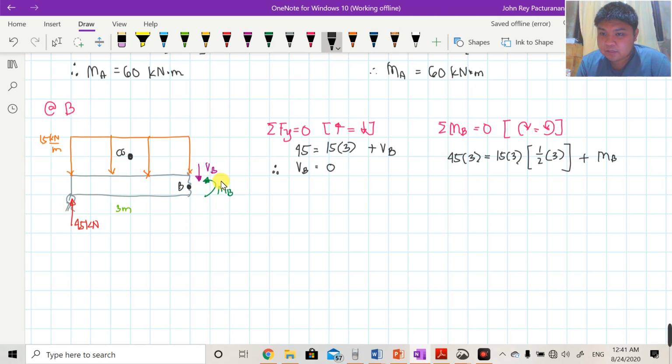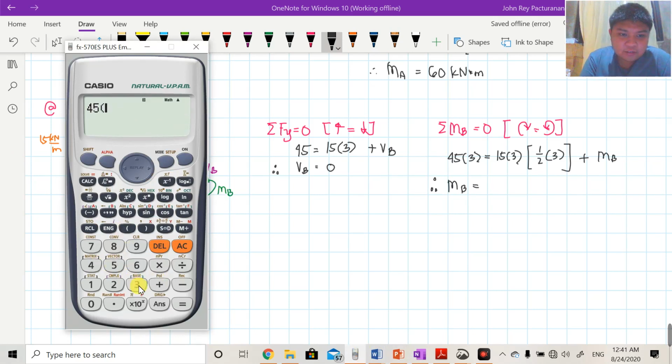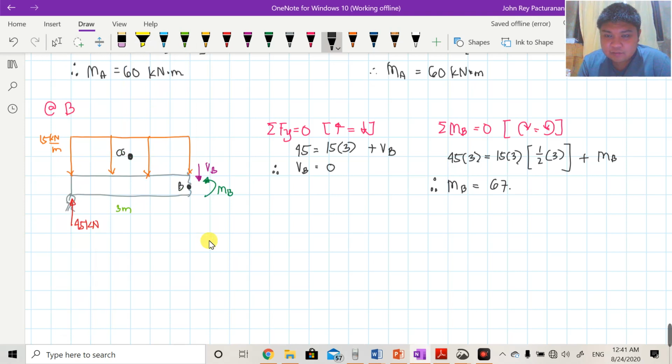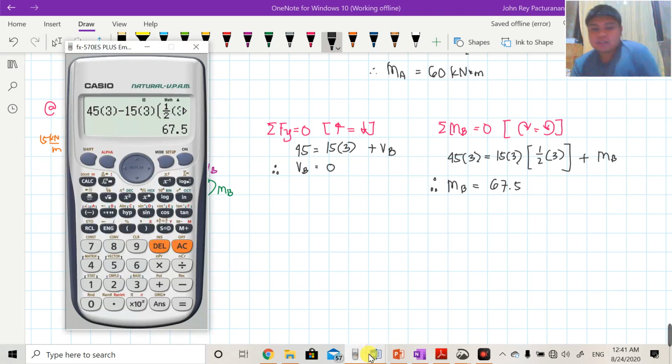So, moment at B. Therefore, the moment at B is equal to, gamitan na lang natin to ng calculator, 45 times 3 minus 15 times 3. Tama ba, no? Then, 1/2 times 3. So, yun. Kasi simple subtraction lang naman siya. And ang sagot is 67.5. Okay, so tingnan nyo siya, no? 67.5 kilonewton meter.